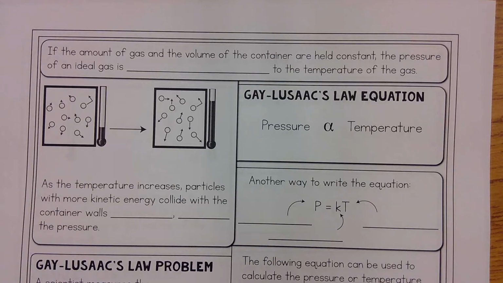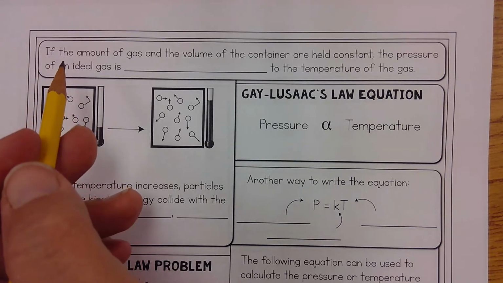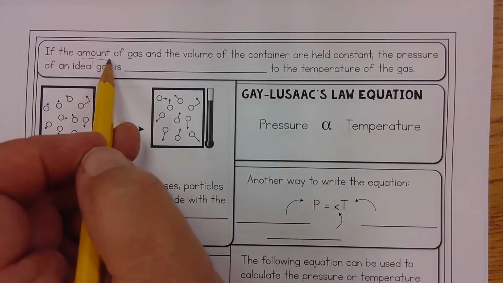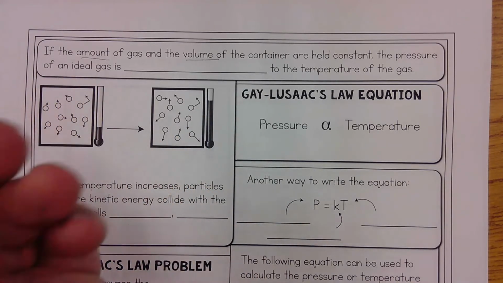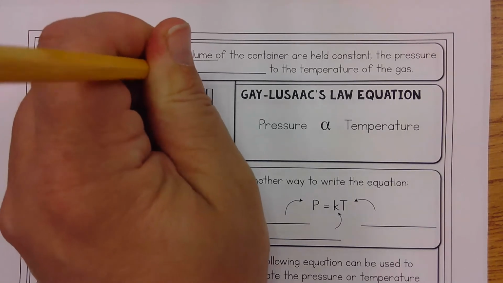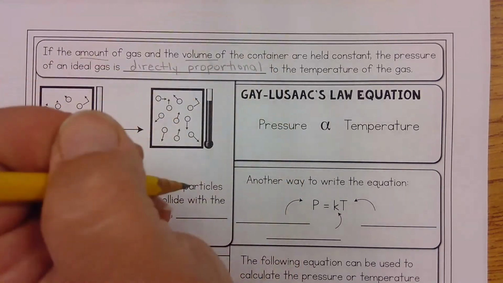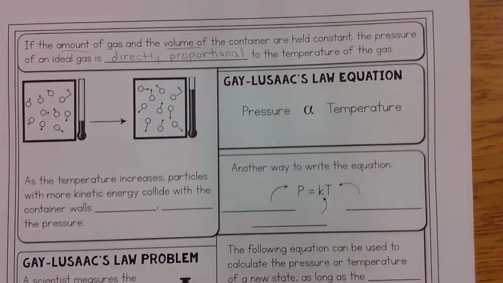Next law. A lovely French scientist by the name of Gay-Lussac compared pressure and temperature. Again, some things remain constant. This time the amount is constant and the volume is constant. The pressure of a gas is directly proportional to the temperature. That means one goes up, the other goes up. Temperature goes up, pressure goes up. Pressure goes up, temperature goes up. Temperature goes down, pressure goes down. They're directly related to each other.